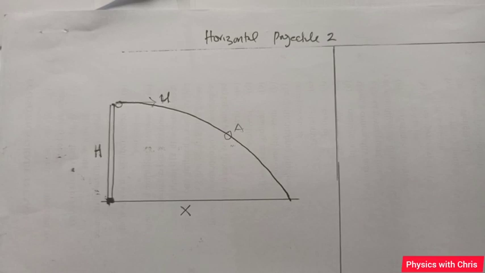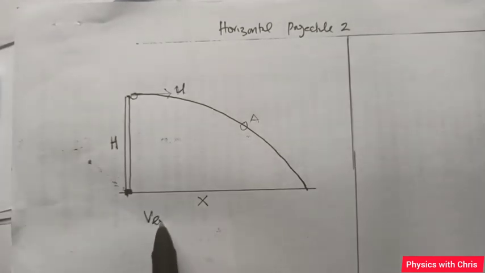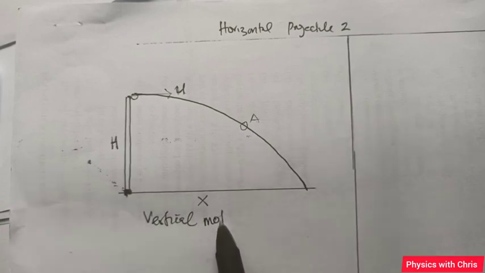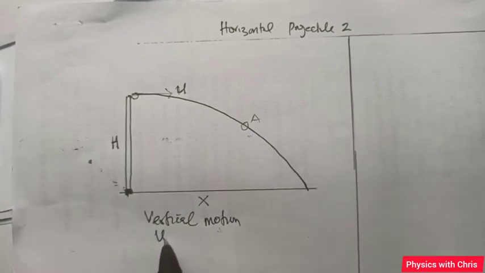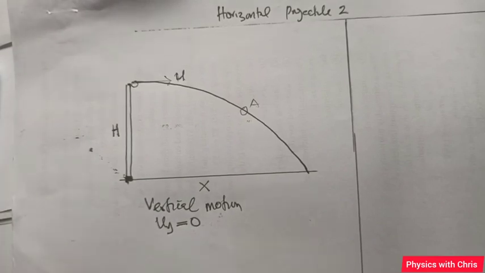Alright, welcome back. This video is a continuation of my first video on projectile motion, that is horizontal projectile. In the first video, I derived the following equations. For the vertical component of the motion of the body, I have that my uy is equal to 0, because it is the case where the body is dropped from rest.